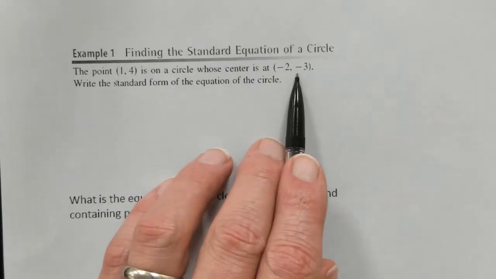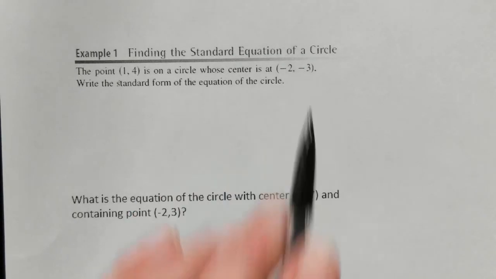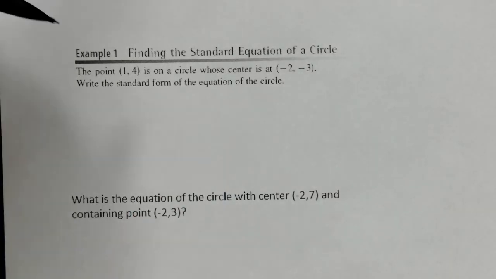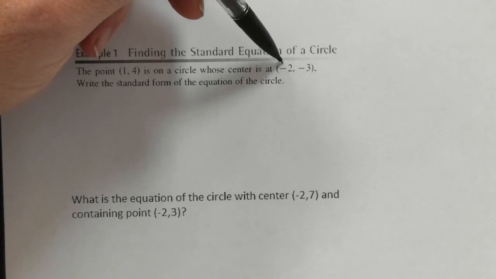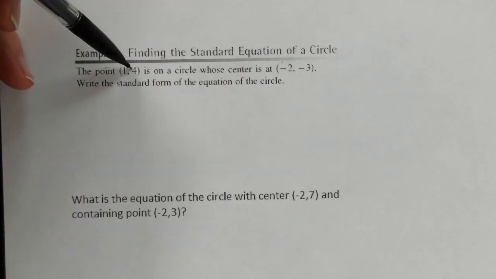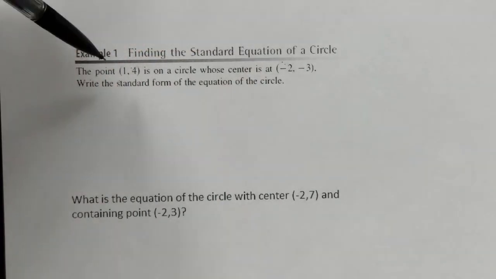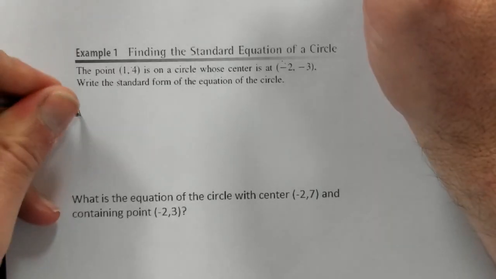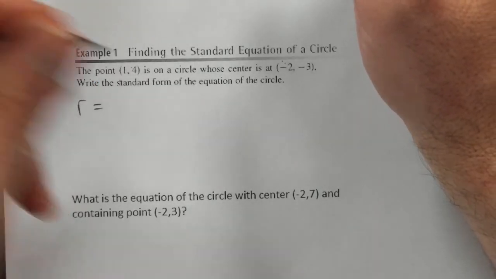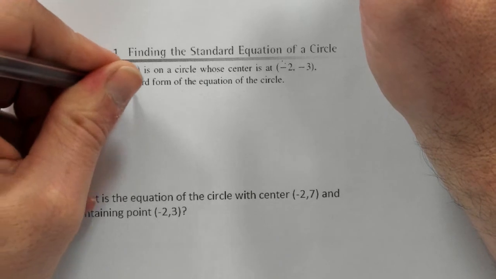They've given me the center, so what that means is I need to now find the radius. How can I do it? Well, if this is the center and this is a point on the circle, the radius would be the distance between these two points. So to find the radius, I'm just going to use the distance formula. So it'll be the square root of.